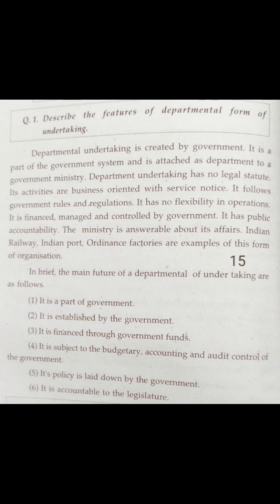In brief, the main features of departmental undertaking are as follows. First, it is a part of the government. Second, it is established by the government. Third, it is financed through government funds. Four, it is subject to the budgetary, accounting and audit control of the government. Fifth, its policy is laid down by the government. Sixth, it is accountable to the legislature.